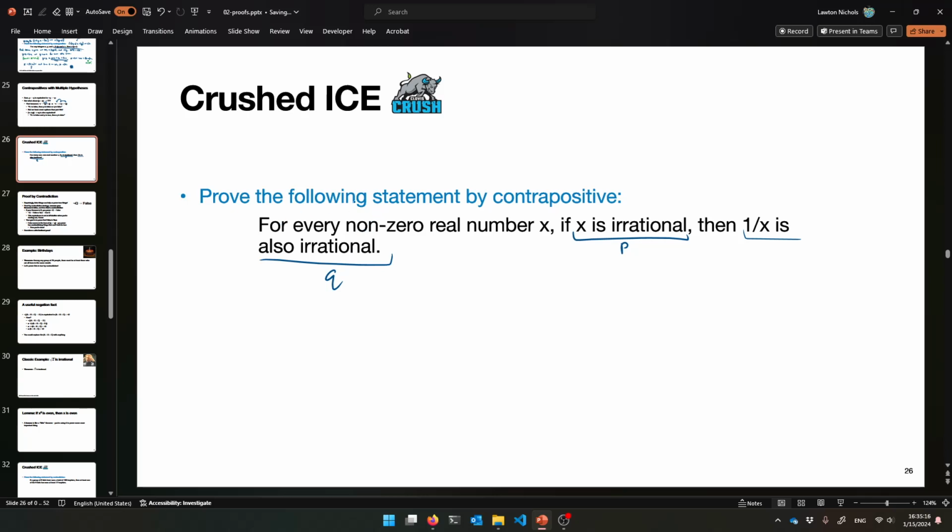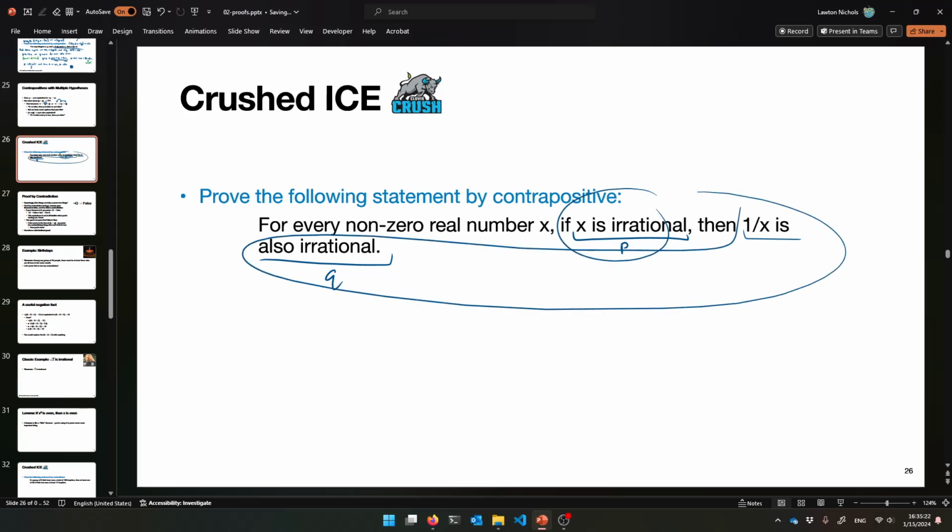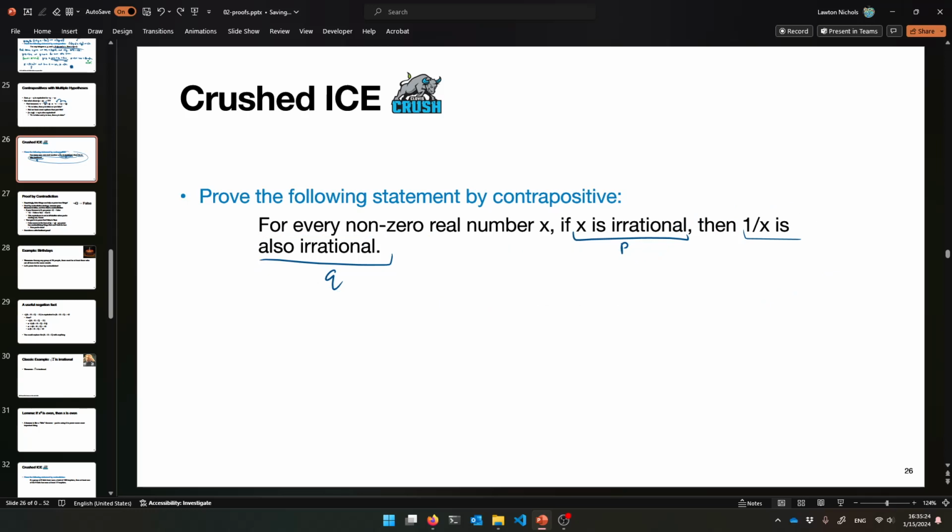So what's the contrapositive of this? Well, it's assume the negation of the conclusion: not Q implies not P. So it's, if 1 over x is rational, then x is rational. Do you see that? The negation of irrational means rational. So I'm going to do a direct proof. I'm assuming not Q.